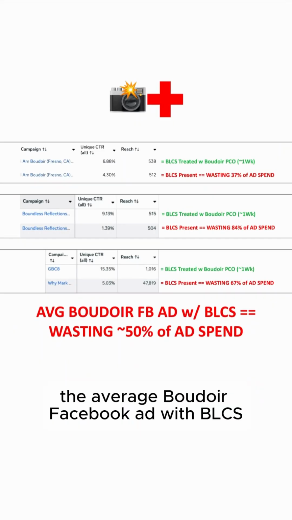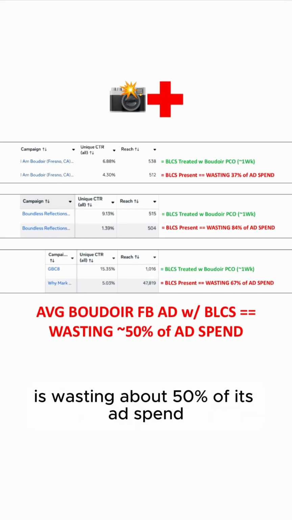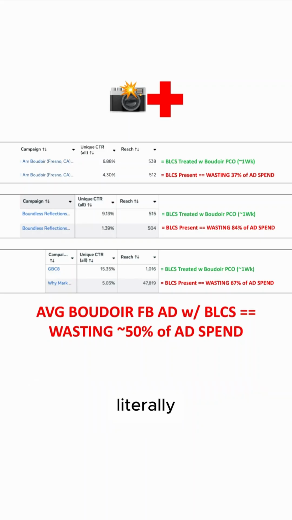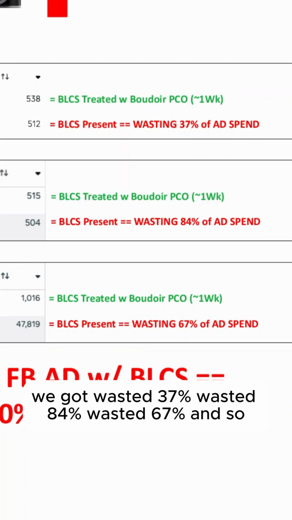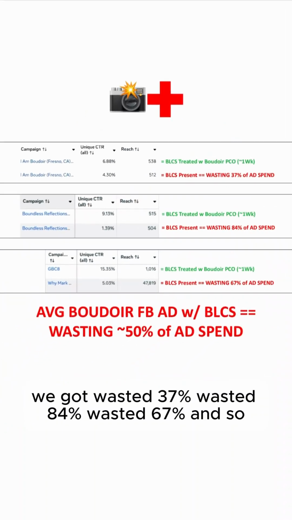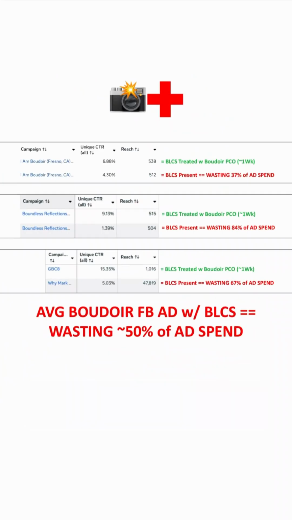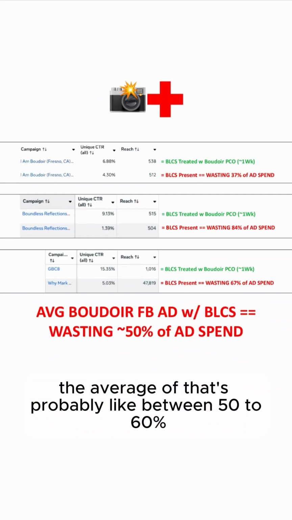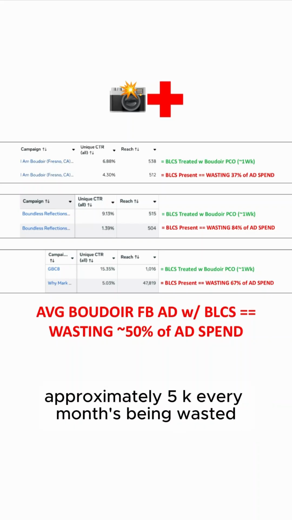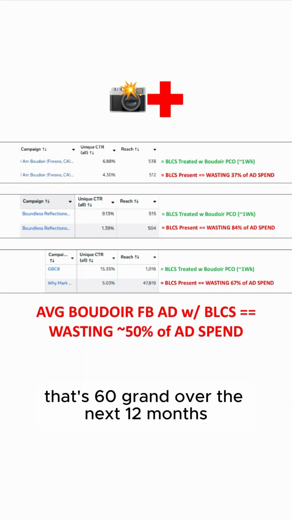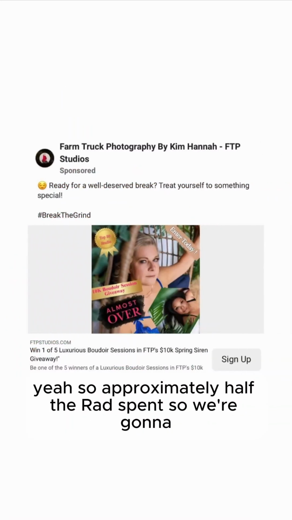So from what I've seen, the average Boudoir Facebook ad with BLCS is wasting about 50% of its ad spend. Literally approximately half. I mean, look at the numbers here. We got wasted 37%, wasted 84%, wasted 67%. And so the average of that's probably between 50 to 60%. So spending 10 grand a month on Boudoir Facebook ads, approximately 5K every month being wasted. That's 60 grand over the next 12 months.